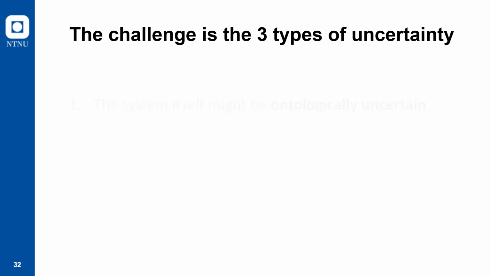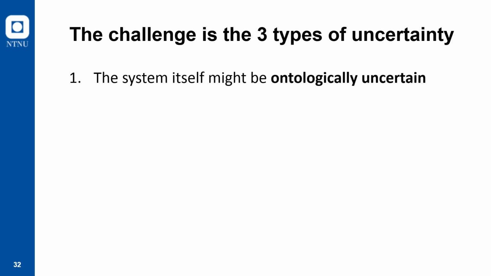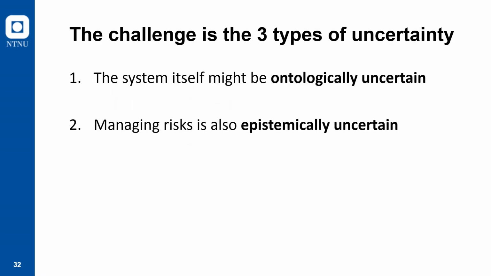And since we're talking about the life cycle, there are a number of uncertainties, of course, because we're looking at future things. The system itself might be so-called ontologically uncertain. That means it cannot really be fully understood. I'll show you an example of that.